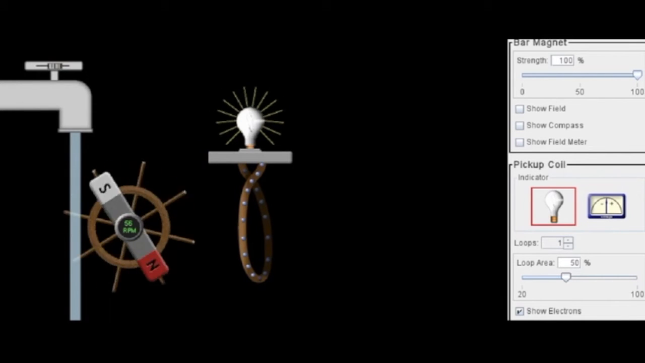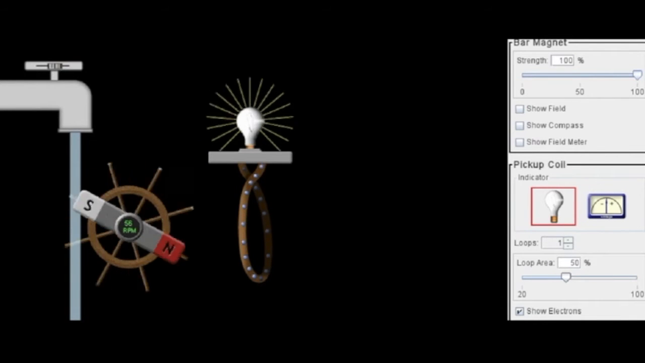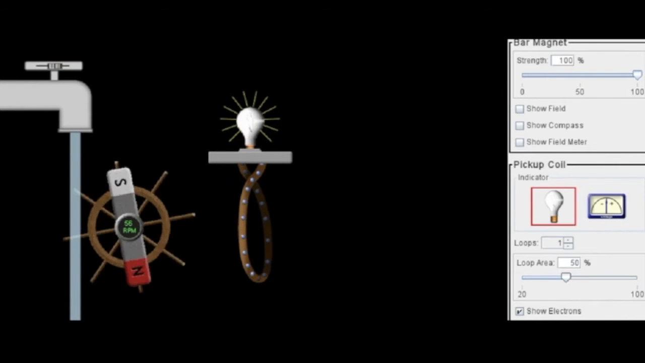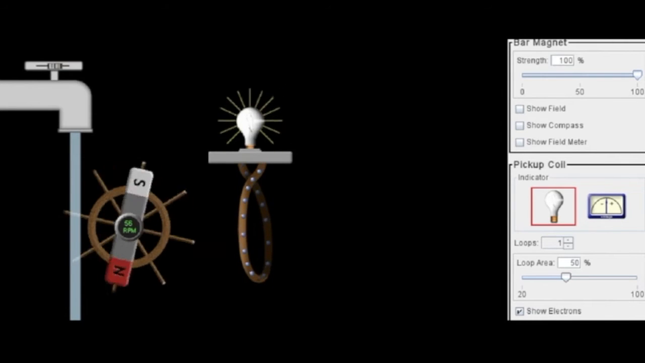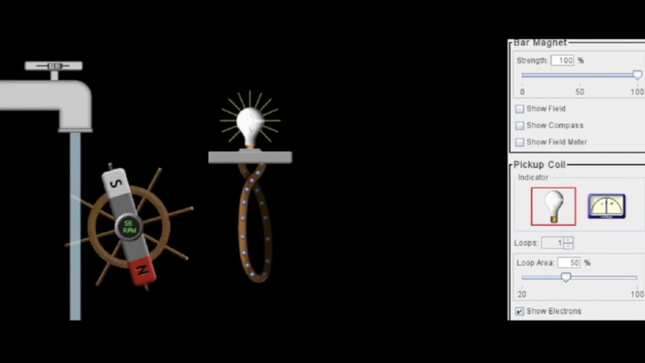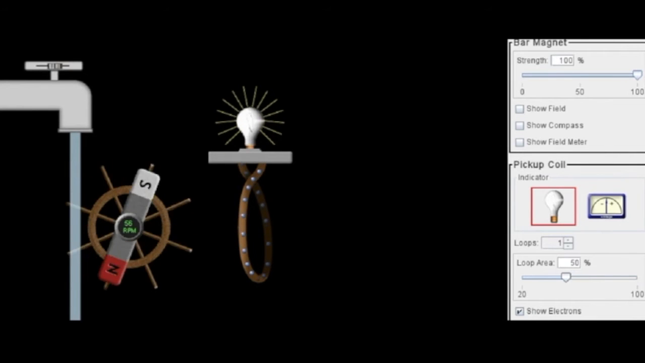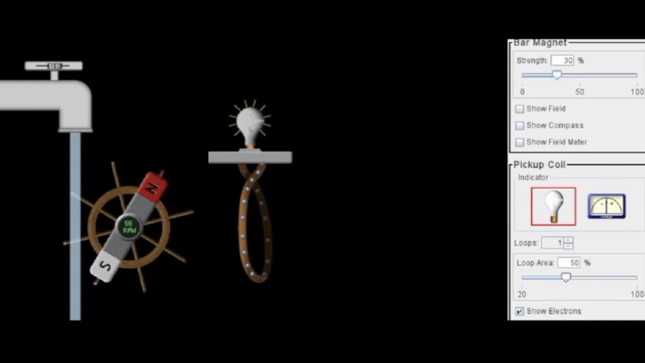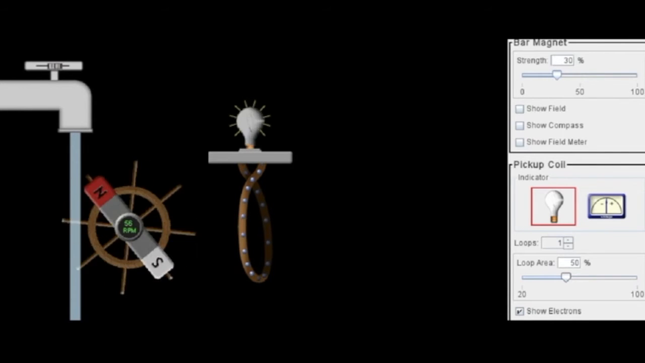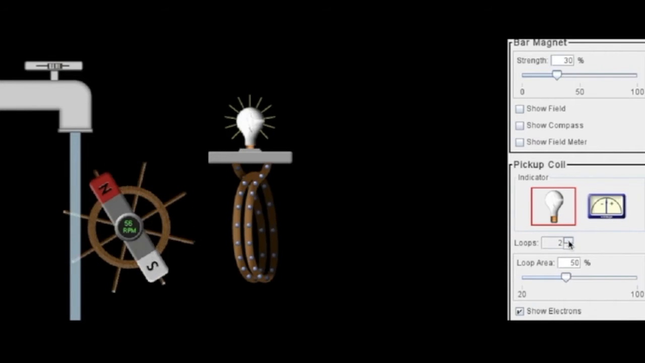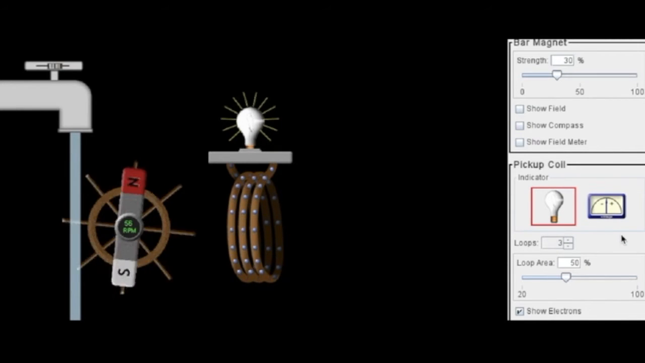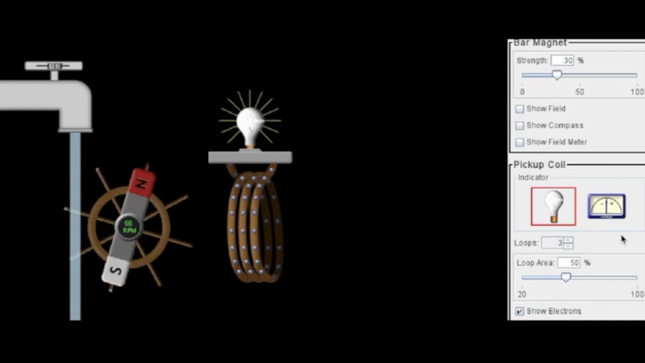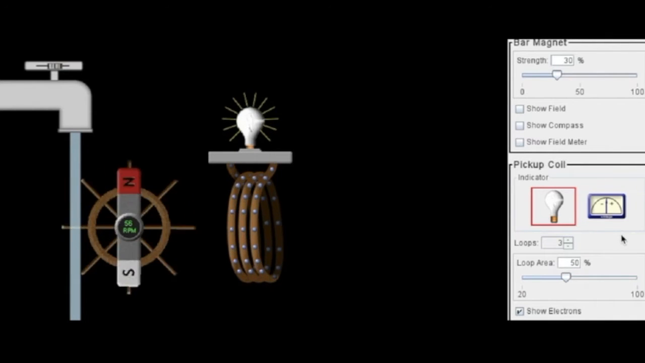Okay, so when I increase the strength of the magnetic field to 100%, you can see the light rays from the light bulb have got brighter, and that's because we've induced more potential difference. Let's set that back to 30. Another thing we can do is we can increase the number of loops in the wire there. So we've got 1 at the moment, let's increase that to 3, and you can see when I increase that to 3, the potential difference has increased. We're getting more light from the light bulb.